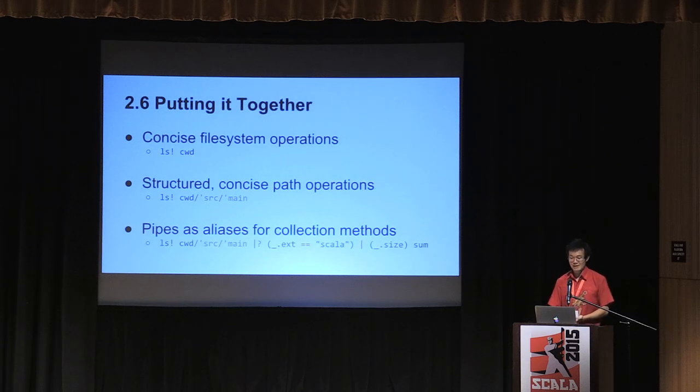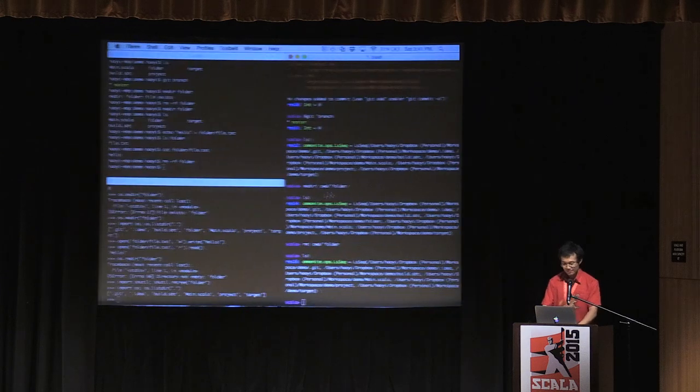For example, if I want to find the total size in bytes, in characters of all the Scala files, I think this is in bytes. The total size in bytes of all the Scala files, I simply list everything, this is an alias of filter. So filter the ones where the extension is Scala, map them to their size, and sum it. And we can see it in action here.